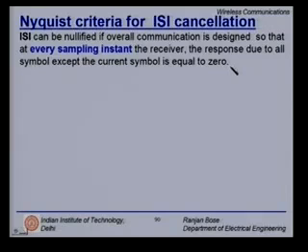So, the Nyquist criteria for ISI cancellation. ISI can be nullified if the overall communication system is defined so that at every sampling instant at the receiver, the response due to all of the symbols except the current symbol is equal to 0. What does it mean? Let the symbols interfere, I do not care. But at the time where I am going to sample, except my desired symbol, everybody else should be going through a 0 point. Let there be a finite value after that or before that. But at that instant of sampling, I should have 0 contributions from other symbols except the one that I want to sample.